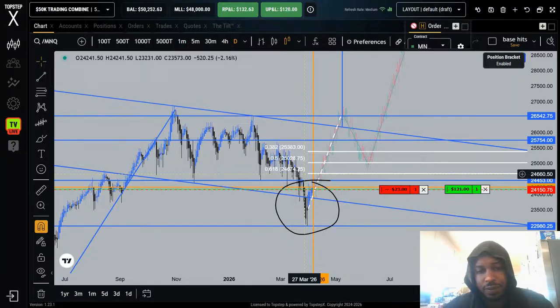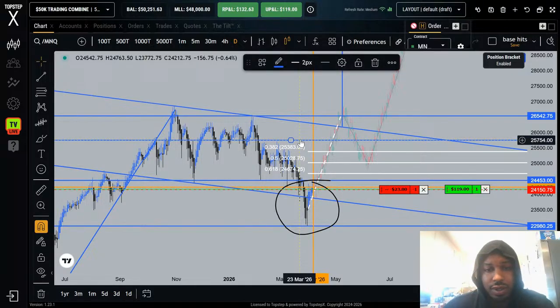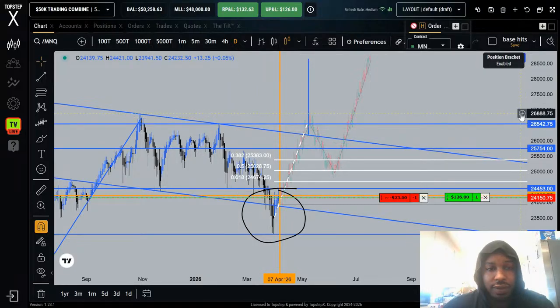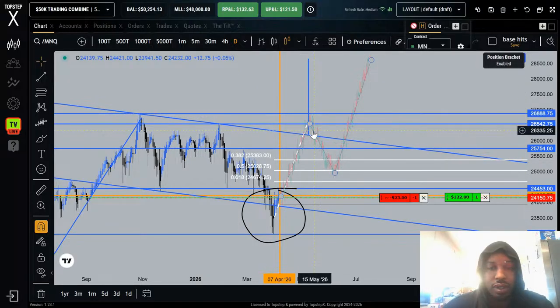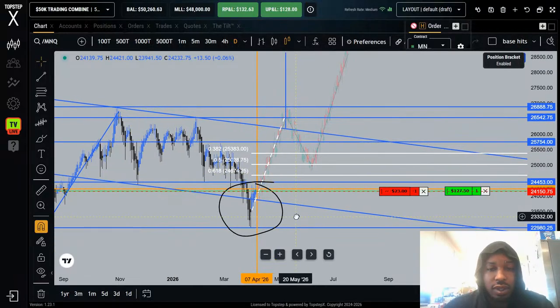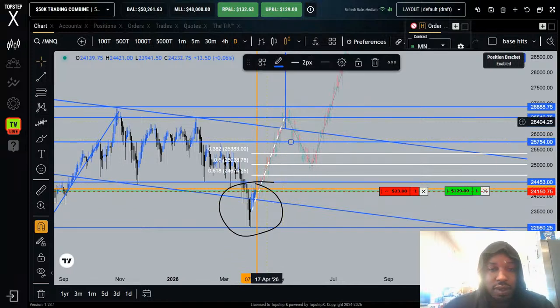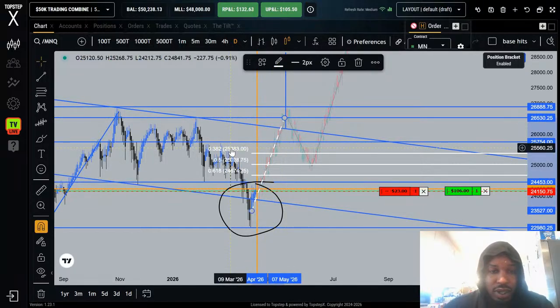which is this level or that level, maybe even this level, which basically means this is where I'm looking for a retracement. We can get that retracement here, here, or here. Wherever we get that retracement, I use the golden ratios, these three in specific, to find a good location for a retracement.